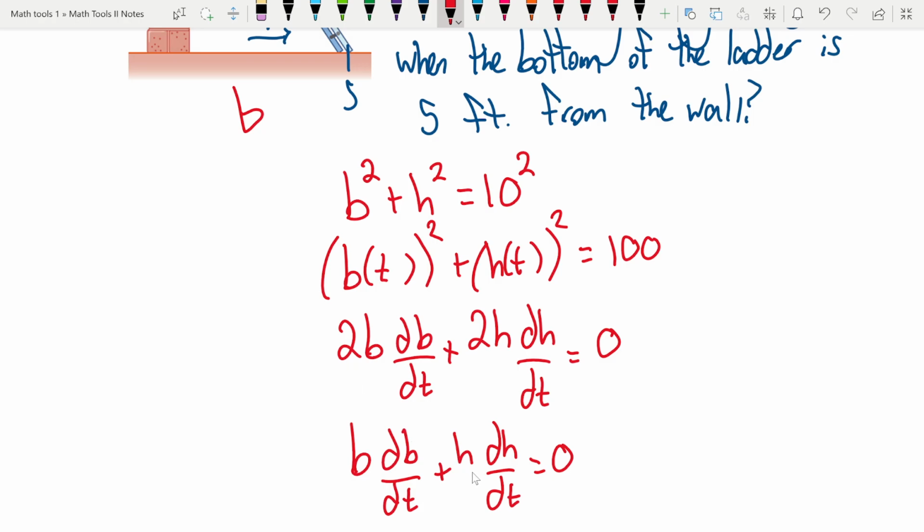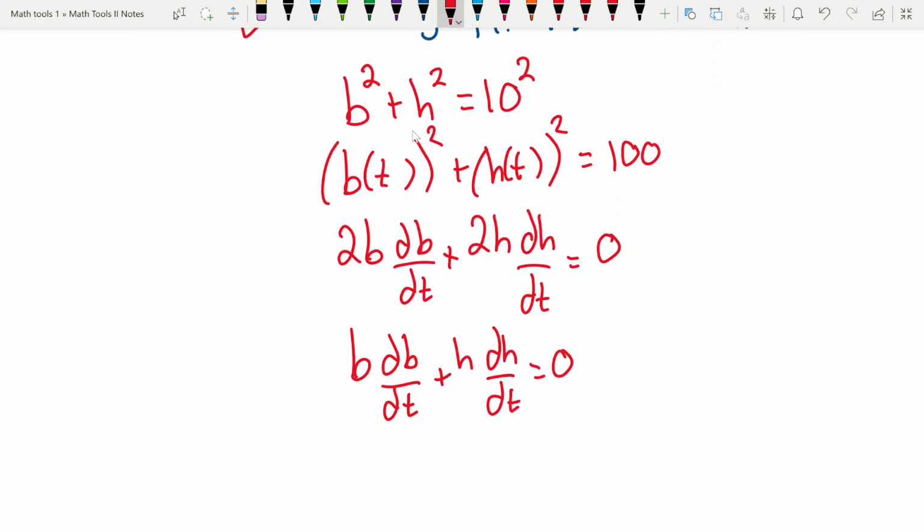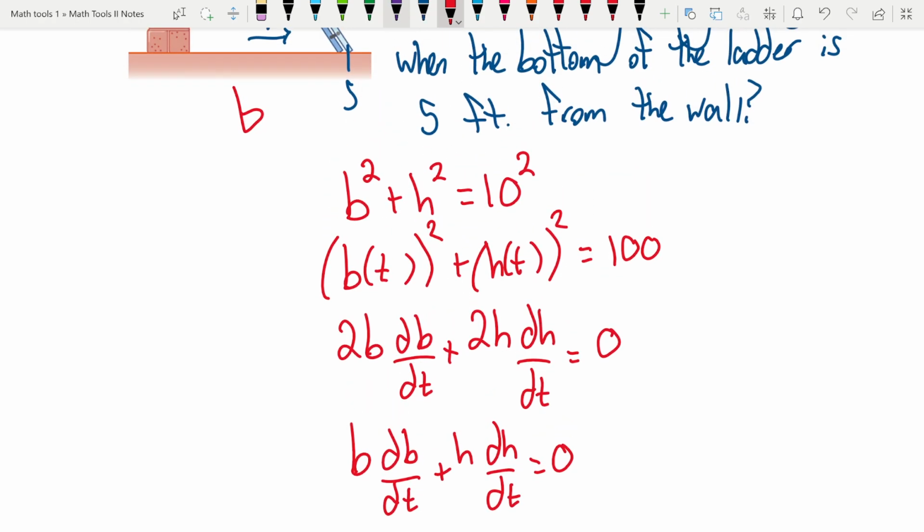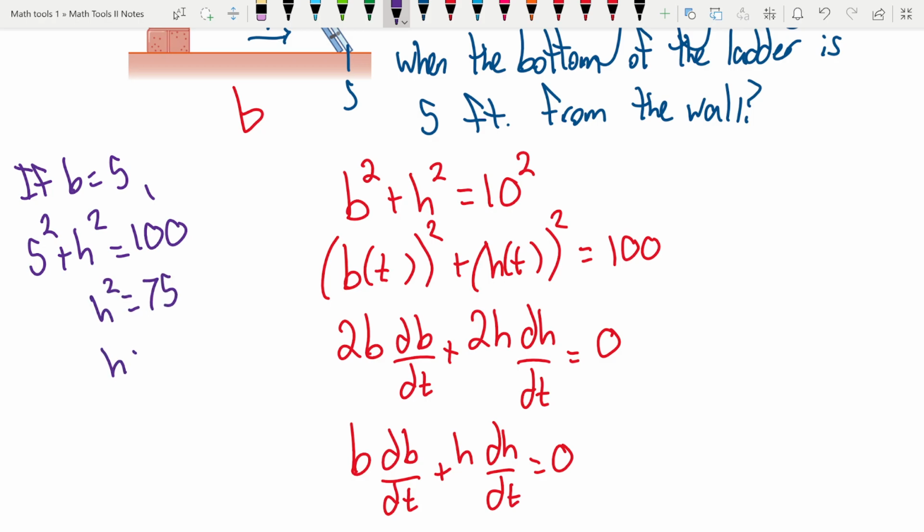So we know dh/dt. We know we're going to be looking for when b is 5. So the only other thing we need to know is what is h when b is 5. And we can find that out from the initial formula. Okay. So I'll just do that on the side here. If b equals 5, then we have 5 squared plus h squared equals 100. So h squared equals 75. So h is going to be 5 root 3, which is the square root of 75. So I'm just simplifying it a little bit here, but you could just leave it as the square root of 75 as well if you want.